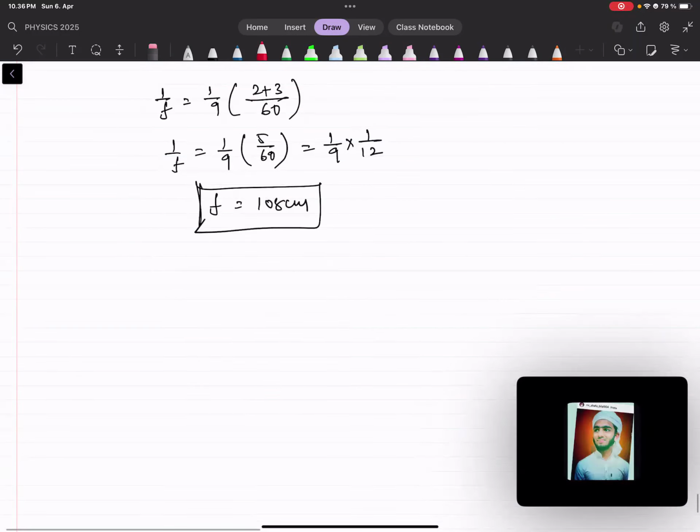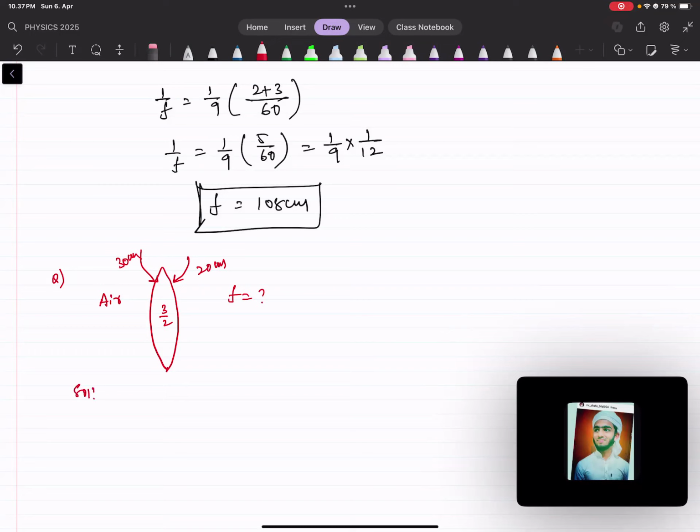Okay. One more question, faster. This is a lens, and this is your air. This one is 30 centimeters. This one is 20 centimeters. This one is 3 by 2. Okay. Find the focal length. F is equal to how much? Okay, try to do it.